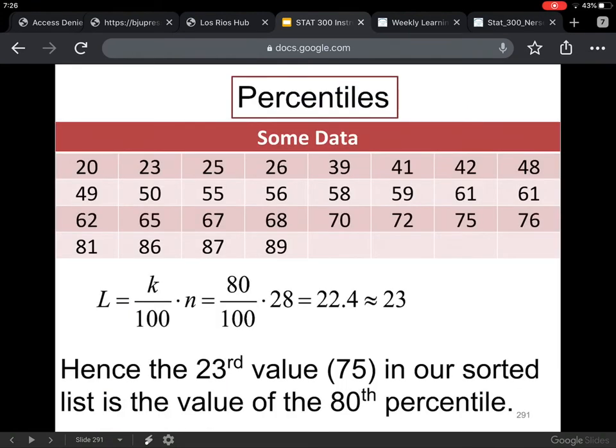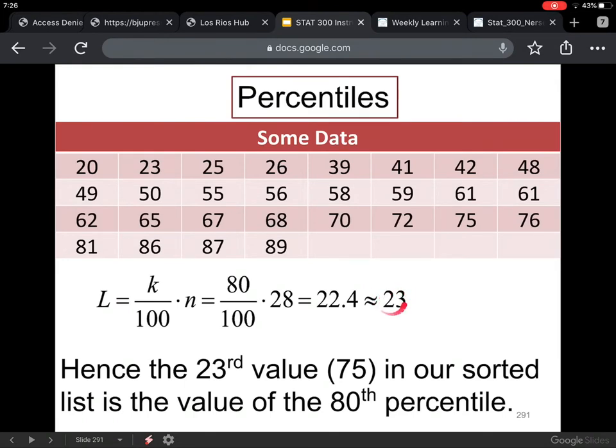So I did the calculation here. Percentiles, same data set. If I want to find the 80th percentile, all I do is take 80 divided by 100, multiply by 28, and it's like finding the 80th place here. The calculation comes out to be 22.4, and because this is not a whole number, according to those rules that we just went through, we would just round up to the next whole number, which is 23. What does this mean? This is the location of the 80th percentile.